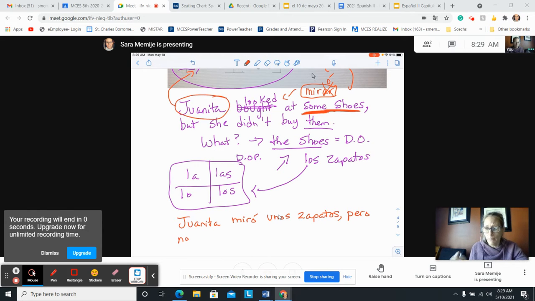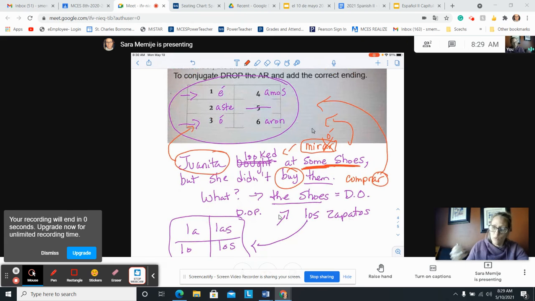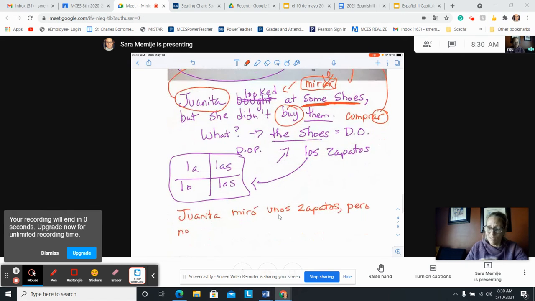And she didn't do what? Buy. So I'm looking at this verb, comprar, doing the same thing. AR verb. I'm going up here to use my A. I say, o, aste, ó, amos, aron. I'm still talking about Juanita. So I'm still going to the third box. I'm still taking the AR off. And I'm going to replace it. Here's my stem. And then I'm going to put my ending on, O. So now it says, Juanita miró unos zapatos. She looked at some shoes, but she didn't buy.